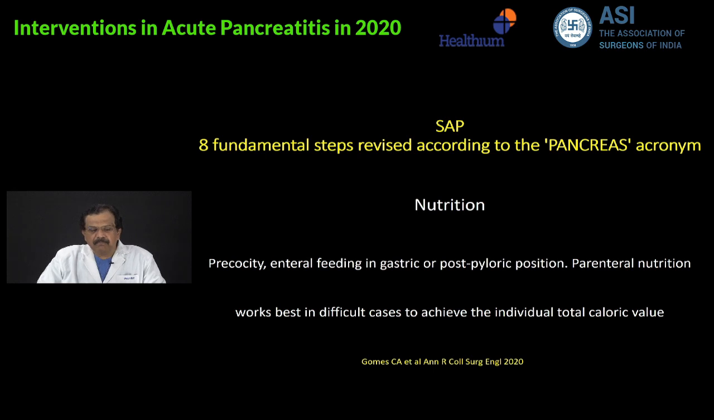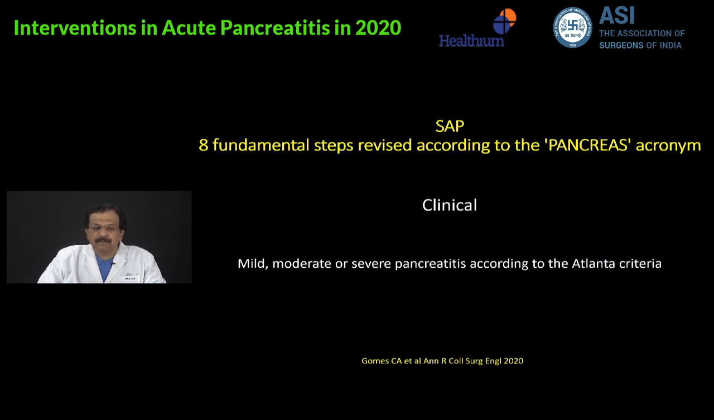Nutrition is very, very important. There is a lot of data to show that enteral feeding is the best. Enteral feeding in the gastric or post-pyloric position is absolutely essential, by placement of an NJ tube, or nasojejunal tube. Parenteral nutrition works best in difficult cases to achieve the individual total caloric value. Whenever we are not able to maintain this by enteral nutrition, we can supplement it with parenteral nutrition.